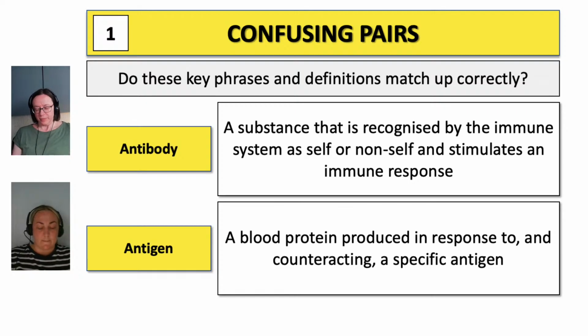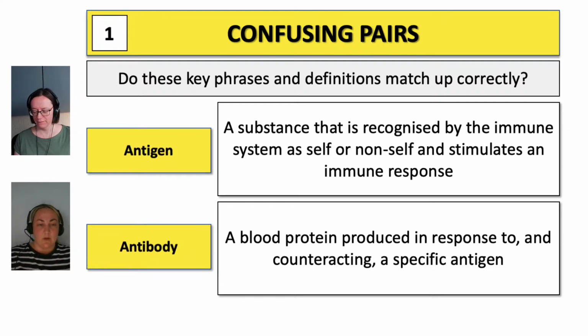What do you think, Liz? I'm thinking that that might be incorrect because it says at the bottom blood protein produced in response to and counteracting a specific antigen. I don't think that would be the definition of an antigen, so I think they're the wrong way around. I would agree with you there, Liz. Someone said as well, Pakisi said they swapped around.